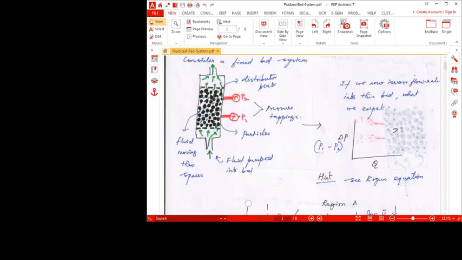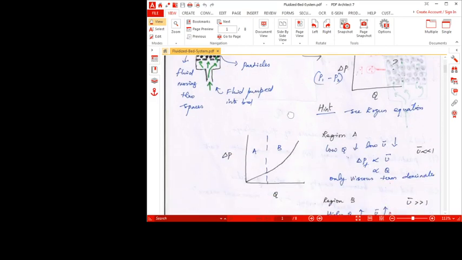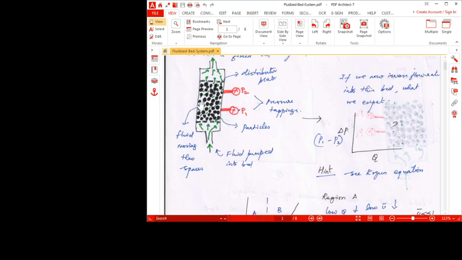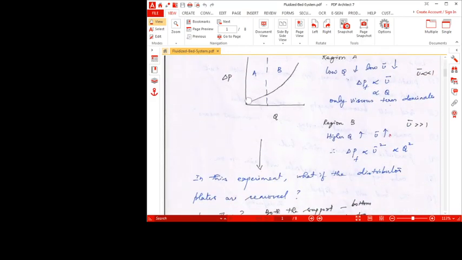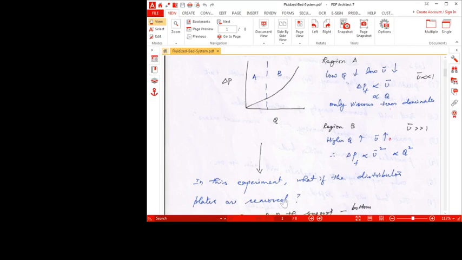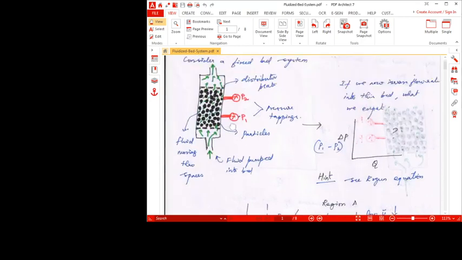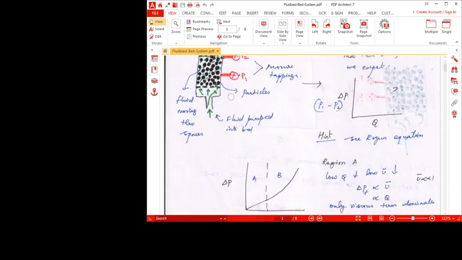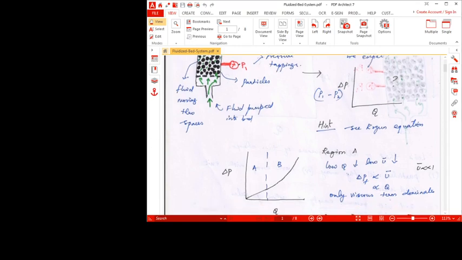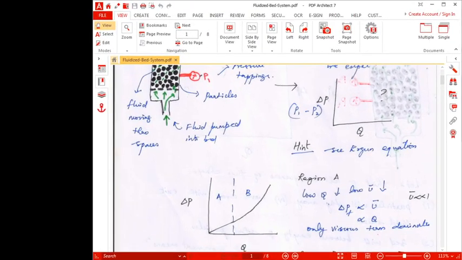Now in this experiment on the fixed bed, let's do one thing. Suppose I remove these two support plates, what do you expect? So what if the distributor plates are removed? Suppose you just have a bed of particles and there is no plate here, there's no plate here, what do you expect then?